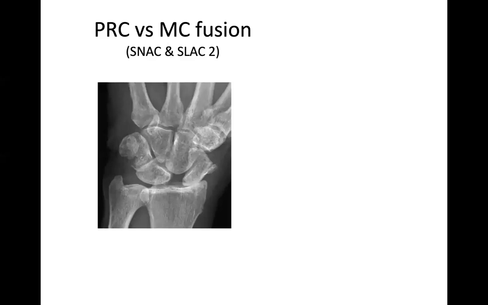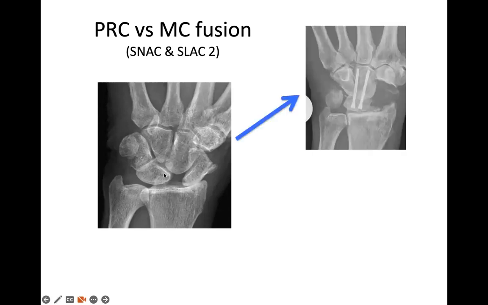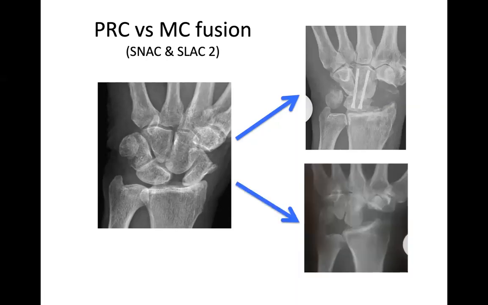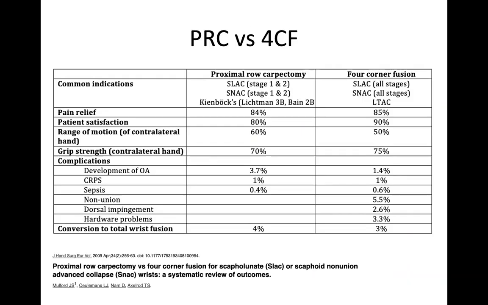So which one should you do? If you've got a SLAC stage 2 or SNAC stage 2, this one on the left is a stage 2 SLAC, where the whole of the radioscaphoid joint is involved. So yeah, you could take away the whole PRC and the capitate head could articulate with the lunate fossa, or you could take away the scaphoid and fuse the capitate head to the lunate. So that's the midcarpal fusion, or you just do the PRC like that.